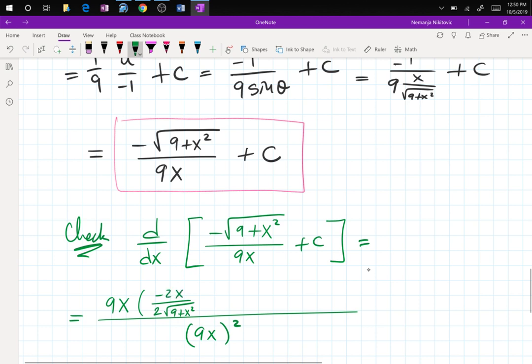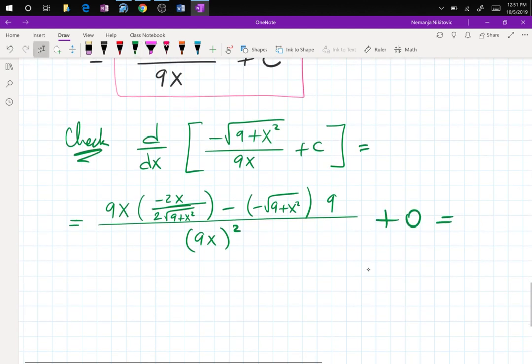Where is the negative? So I have to drag that negative as well. Minus, copy the top, which is negative square root of 9 plus x squared times the derivative of the bottom, which is 9. And then plus 0, derivative of c. So now what do I have?